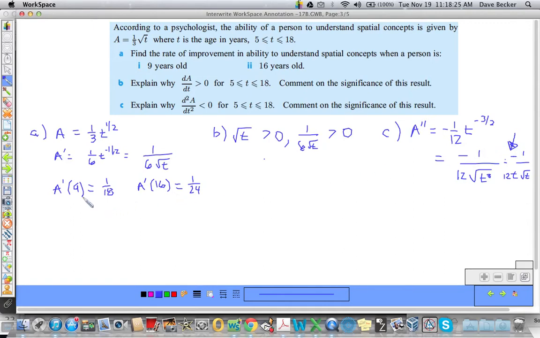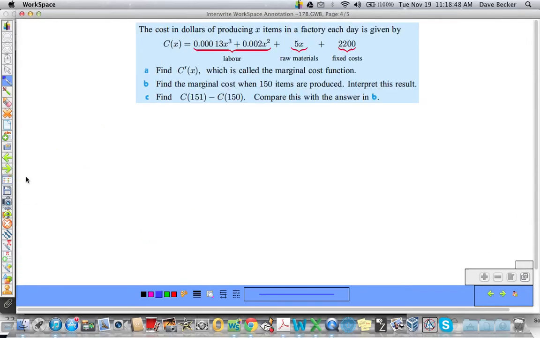That's evident here. When you're 9 years old, the change is 1/18 units per year. And when you're 16 years old, the change is 1/24 units per year. And 1/24 is certainly less than 1/18. So the rate of change will always be getting less and less and less. That's what that means. Okay, next example.